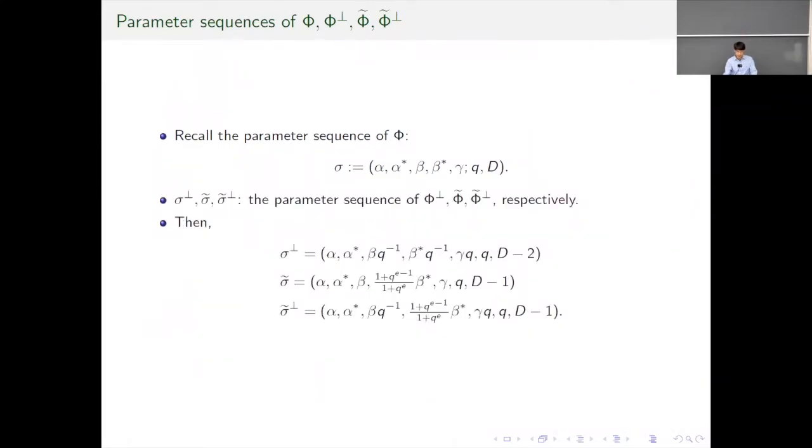If sigma is the parameter sequence of Lambda system phi, and we denote sigma perp, sigma tilde, sigma tilde perp, the parameter sequences of phi perp, phi tilde, and phi tilde perp respectively, then each parameter sequence is given as you see here. This explains how our four summands are related to each other in terms of a parameter sequence. L per tilde perp is equal to alpha. L per star tilde perp is equal to alpha star, and so on. And this one is actually beta star.